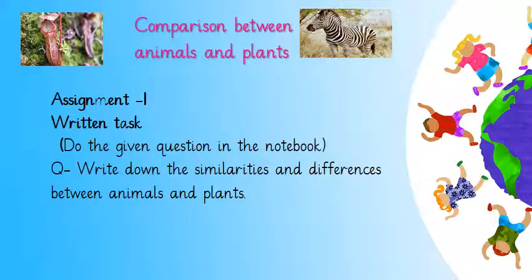Well students, coming towards assignment number 1, which is a written task. You have to do the given question within the notebook. And the question is, write down the similarities and differences between animals and plants. Yes, we have discussed in detail and you remember all of the similarities and differences.